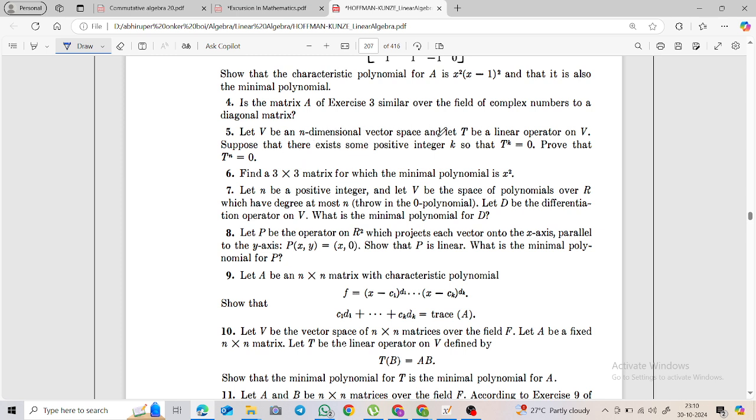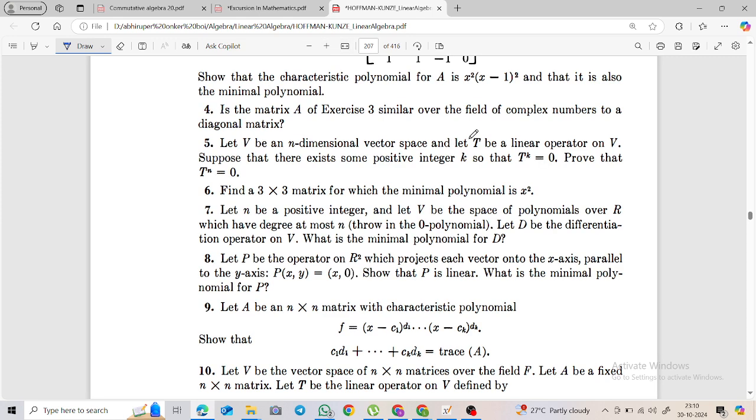Let V be an n-dimensional vector space, and let T be a linear operator on V. Suppose that there exists some positive integer k. This is also very easy. I think you can do this at home. If you can't, then let me know, because things that might be easy to someone may not be that obvious to somebody else. But if T to the power k is 0, that means T satisfies x to the power k, this polynomial, right? T satisfies this polynomial.